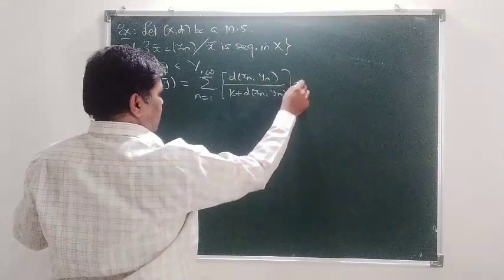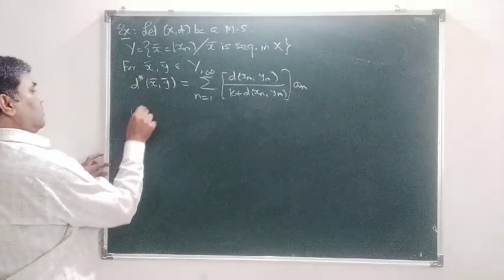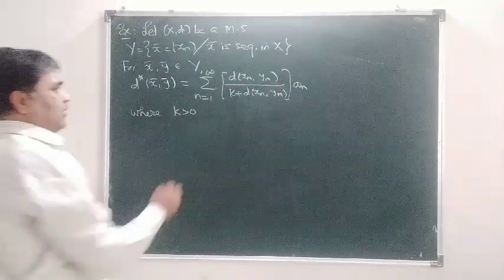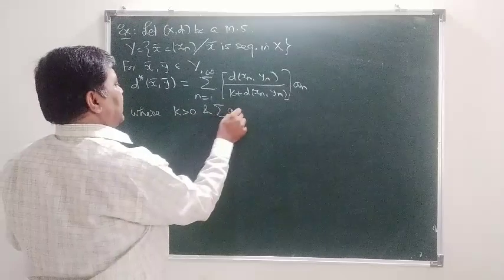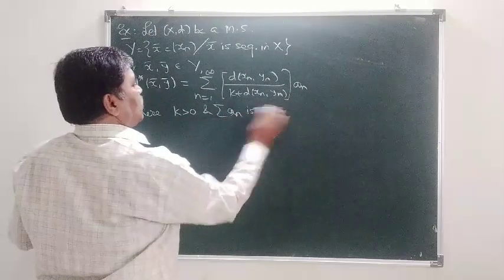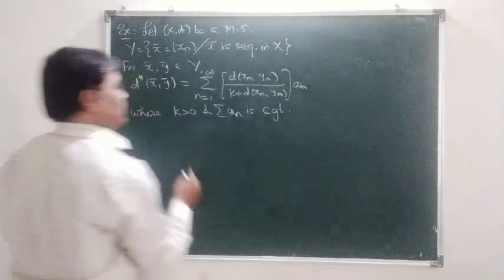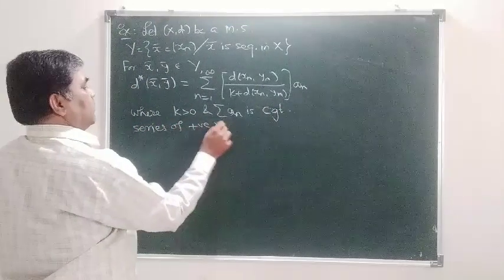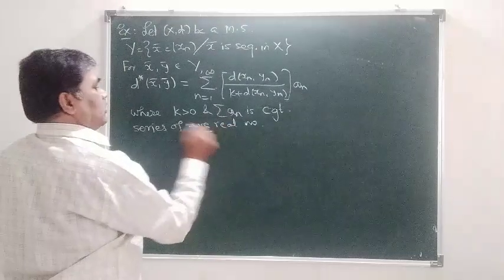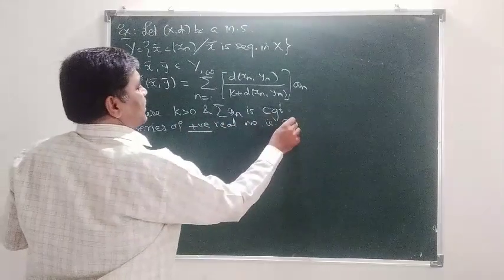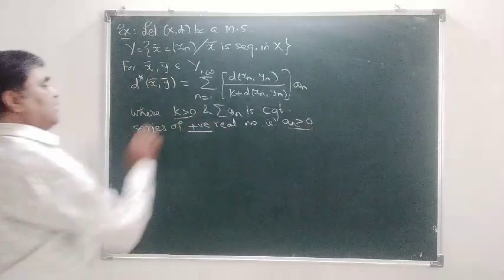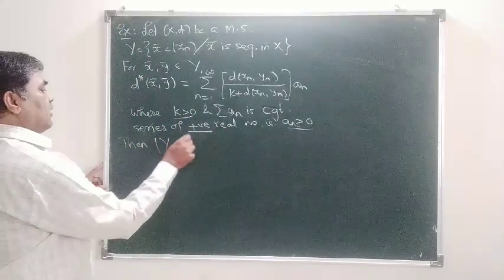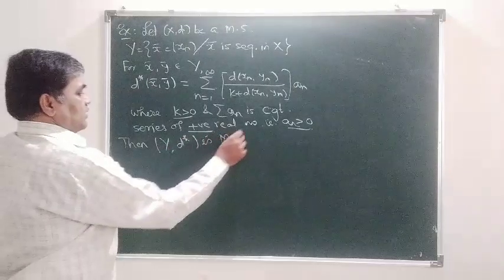into an, where k greater than 0 is a positive real number and summation an is a convergent series of positive real numbers, that is, the an's are greater than 0, an's and k are greater than 0. Then (Y, d star) is a metric space.